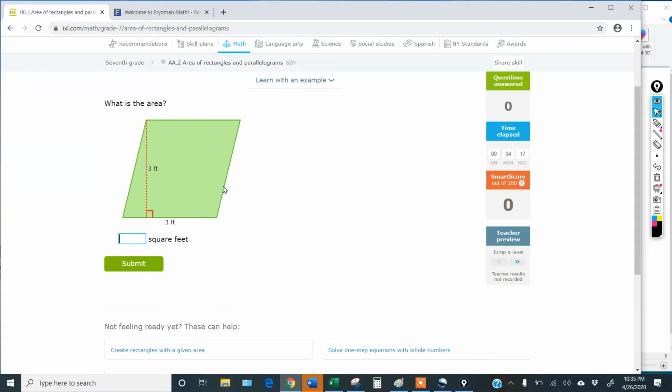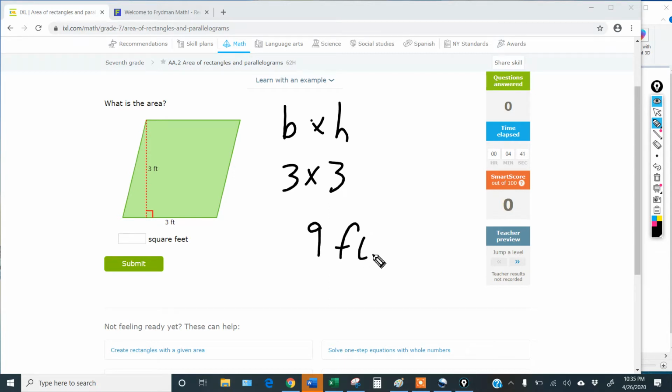All right, so anyway, we have a parallelogram here, and the length is 3 feet, and the height is also 3 feet. So we're just going to do length times height, or I'm going to call it base times height, which would just be 3 times 3, which is equal to 9. And that would be 9 square feet, by the way, because this was 3 feet and this was 3 feet. So feet times feet would be square feet. So we'll put a 9 over here.